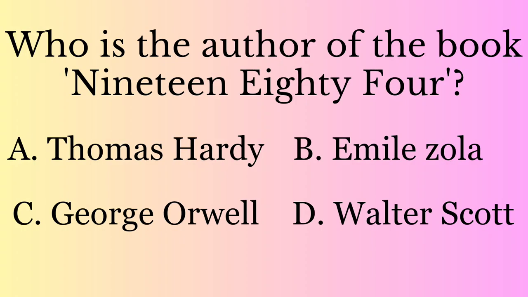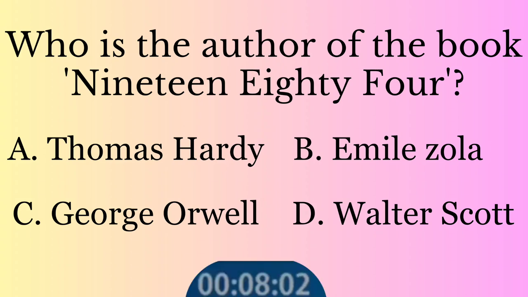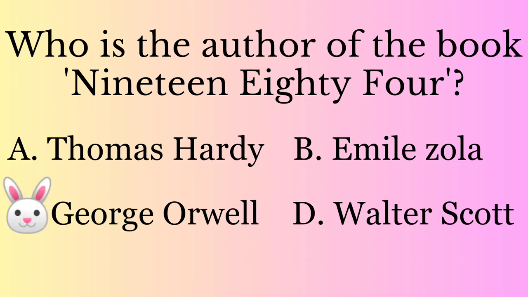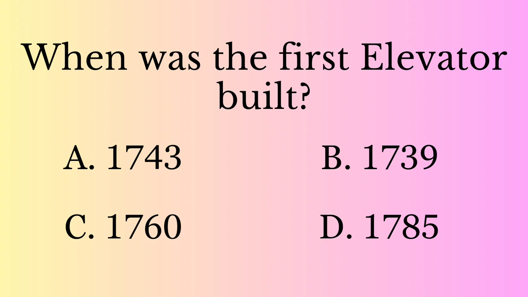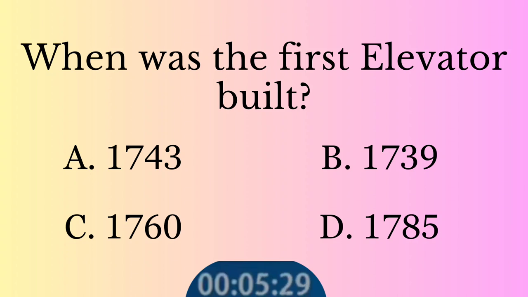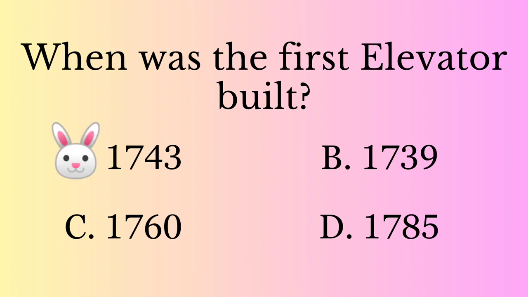Here we go. Who is the author of the book 1984? George Orwell. When was the first elevator built? The first elevator was built in the palace of King Louis. It only traveled up one floor and was hand powered by men inside the chimney.